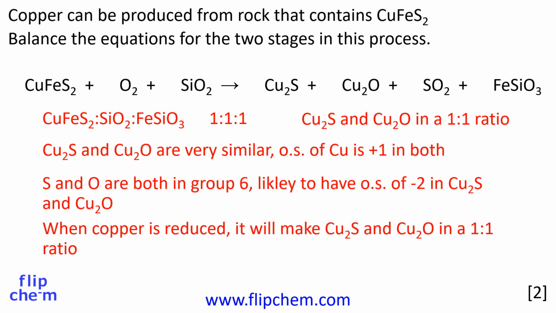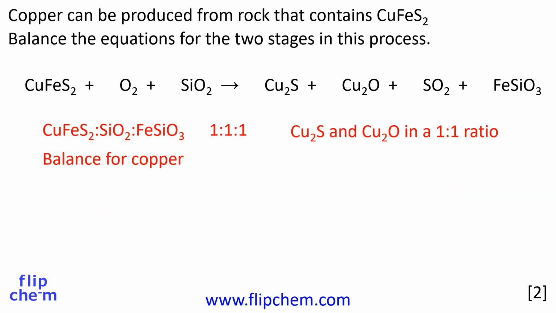Copper sulfide Cu2S and copper oxide Cu2O are similar in that the oxidation state of copper is +1 in both. Sulfur and oxygen are both in group 6. When copper is reduced, it will probably make copper sulfide and copper oxide in a 1:1 ratio. If we assume that 1 mole of copper sulfide and 1 mole of copper oxide are produced, balance the reactants for copper.